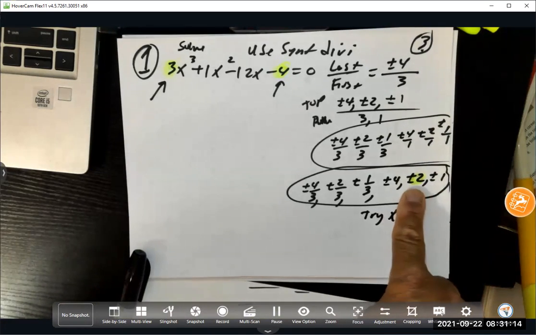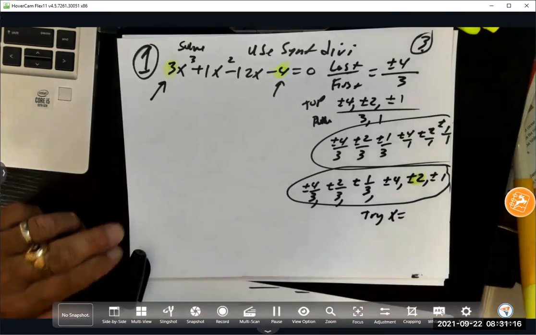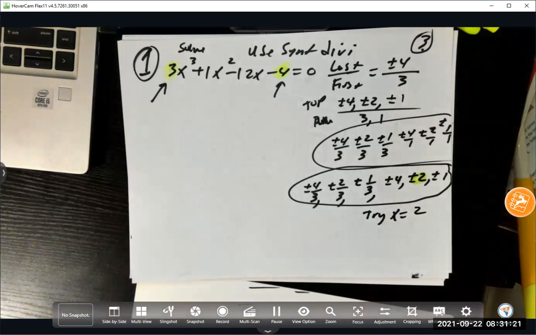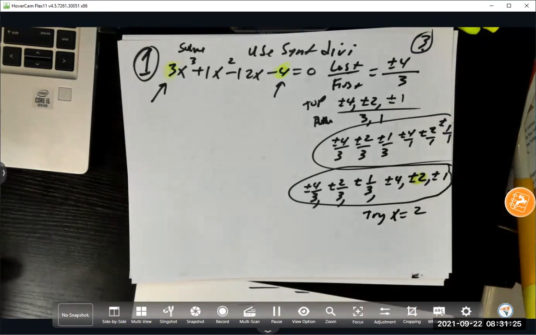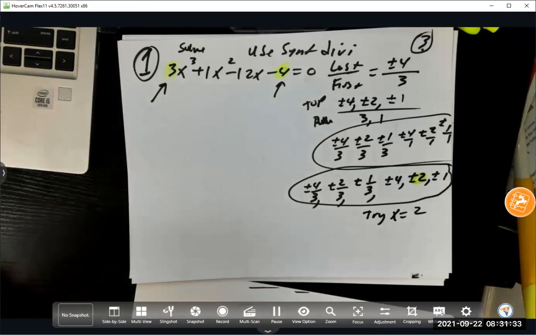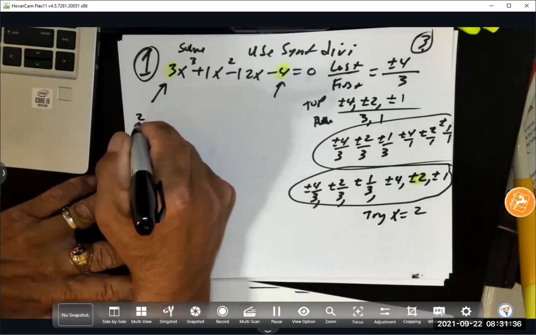So use the plus or minus 1, jump to the next number, whatever that number is. So 2. Let's try 2 first. Let's see if it works, okay? I'm going to try that one and see what happens. Ready? I'm going to try 2 in synthetic division right here.